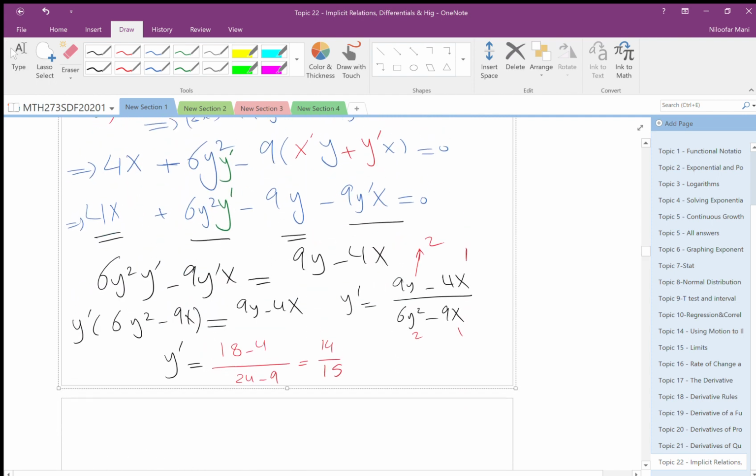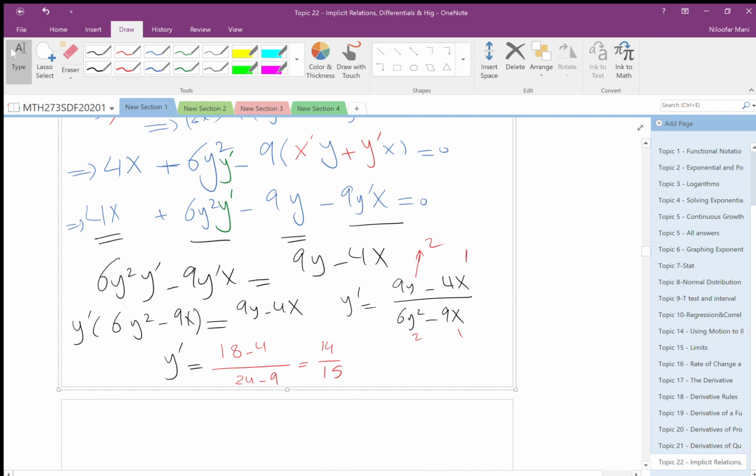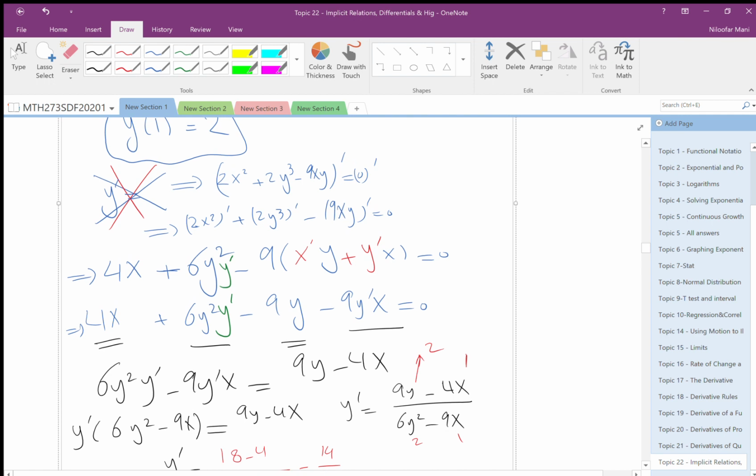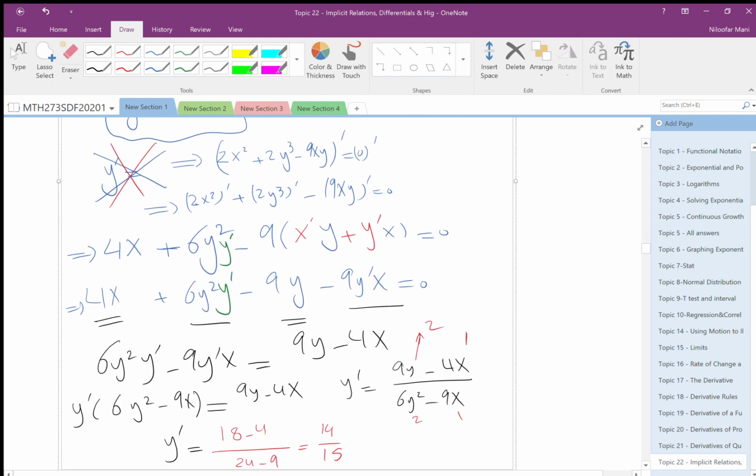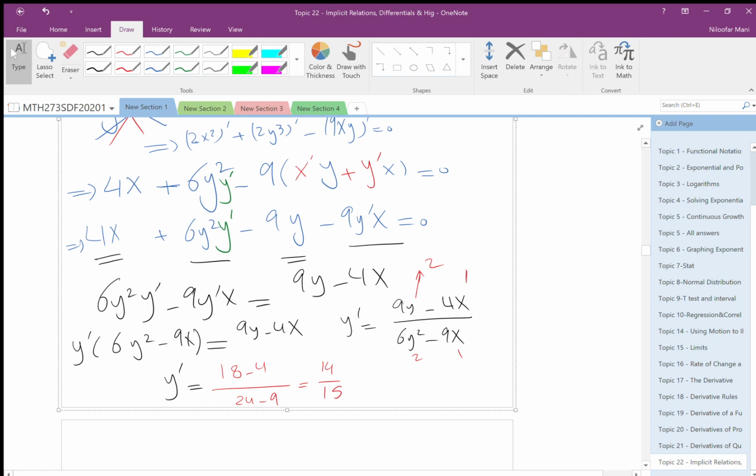And then I have to solve for y prime. So I have to keep y prime one side, and whatever doesn't have y prime the other side. So I do that, and then that's great. So I factor y prime. I see 9y minus 4x one side and the other side 6y squared minus 9x, and then I divide. And then I substitute and find the answer.